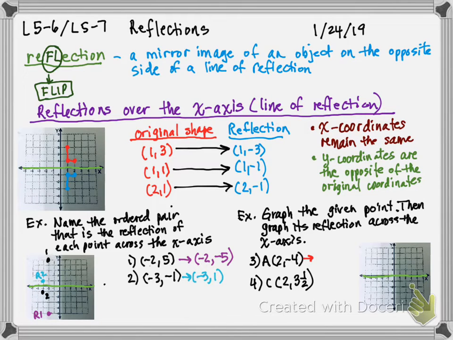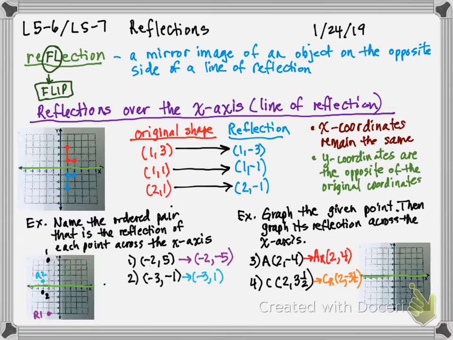So I'm going to call it A with a sub R. Sub means low, and that means the reflection of point A. So according to our rules, the x-coordinates remain the same, so 2 stays 2, but the y-coordinates are the opposite, so -4 becomes a +4. All right, let's look at number 4, and let's do C reflection. And let's see, we've got a 2 stays 2, but the 3.5 becomes -3.5. Okay, so let's see if these work out.